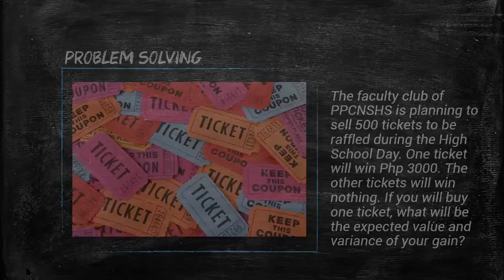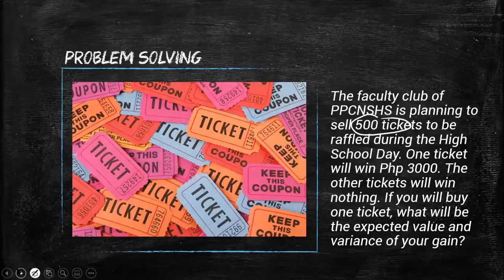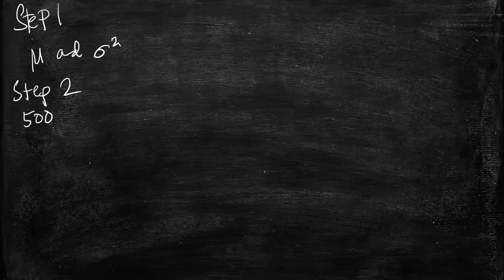Ayan na, hinanap na si variance. Okay, sige. Step 1, anong hinahanap? Mu and variance. Tama? Step 2, what are the given? Ilang tickets yung pinamimigay? 500 tickets.